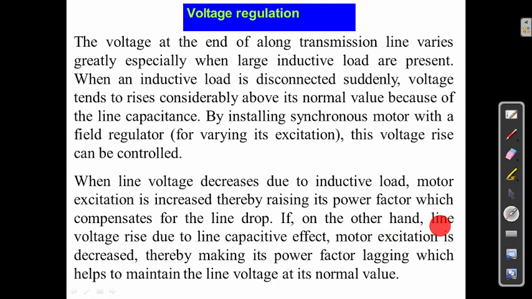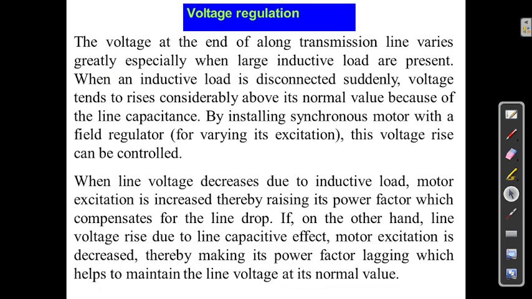If, on the other hand, the line voltage rises due to line capacitive effect, the excitation is decreased, thereby making its power factor lagging, which helps to maintain the line voltage at its normal value.